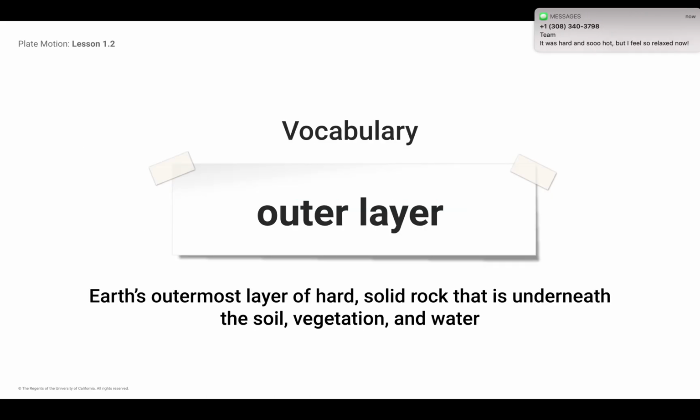Okay, so the outer layer, vocabulary. Your outer layer is Earth's outermost layer of hard, solid rock that's underneath the soil, vegetation, and water. If you could somehow take all the vegetation, all the soil, and all the water off of Earth's surface, you would reach the outer layer. Another name for the outer layer is the mantle. And so Earth's outer layer, or Earth's mantle, is made of hard, solid rock.